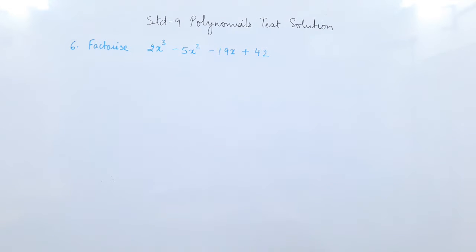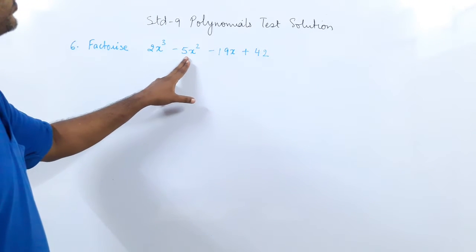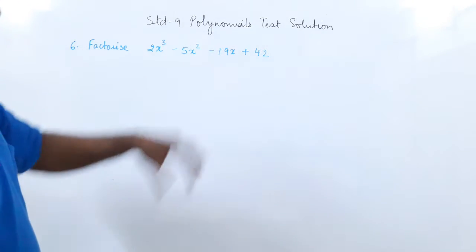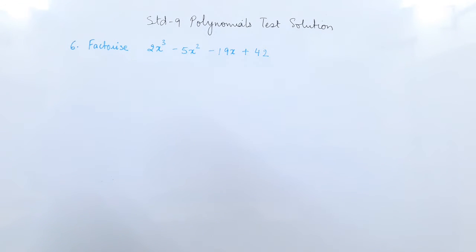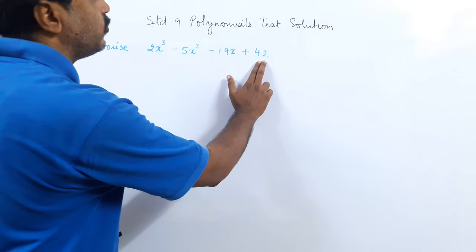Okay, now the next sum is a cubic polynomial. Factorize 2x cube minus 5x square minus 19x plus 42. So this is a cubic polynomial. And I hope you do remember the method to solve a cubic polynomial. If you revise the lectures well, you will know the first thing we do is look at this term 42.